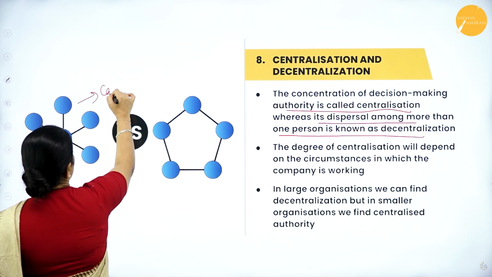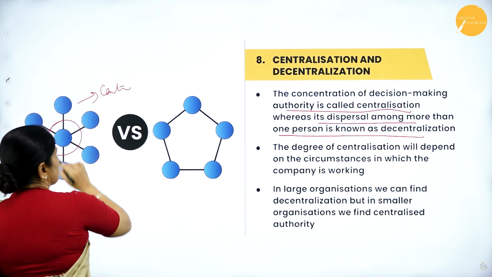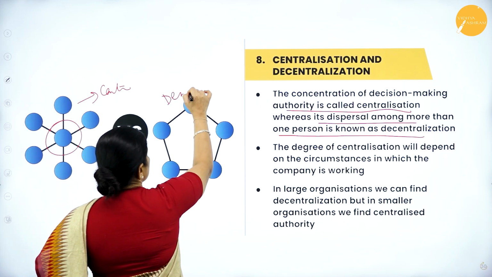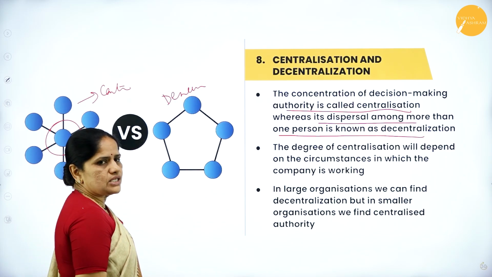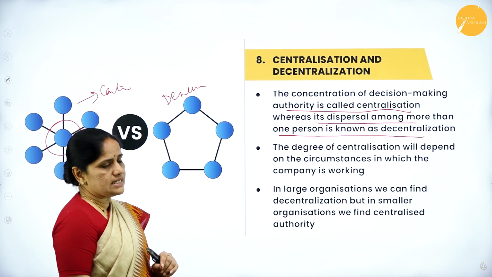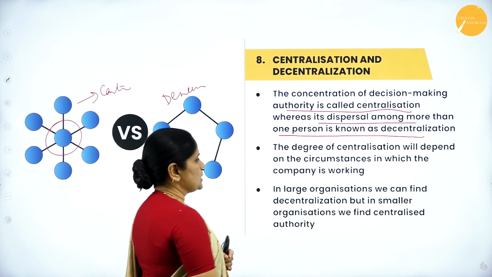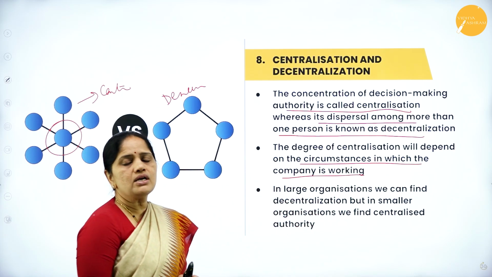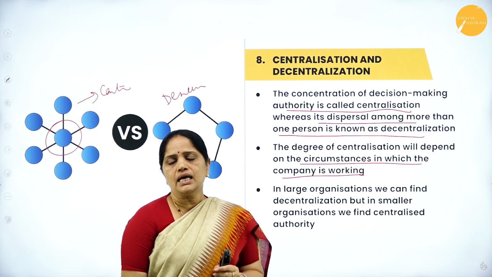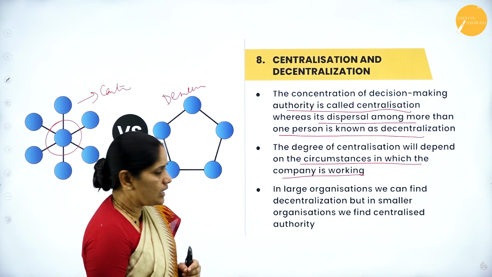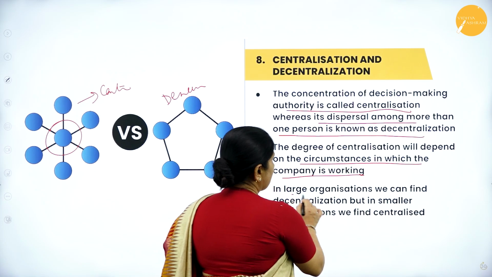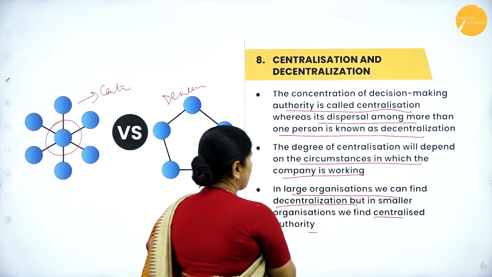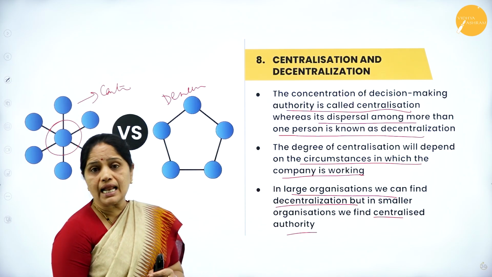So, this is centralization, where only one person takes all the decisions, whereas in decentralization, everybody has the power to take decisions. The degree of centralization will depend on the circumstances in which the company is working. What kind of company it is will decide the degree of centralization. In large organizations, we can find decentralization, but in smaller organizations, we have centralized authority.